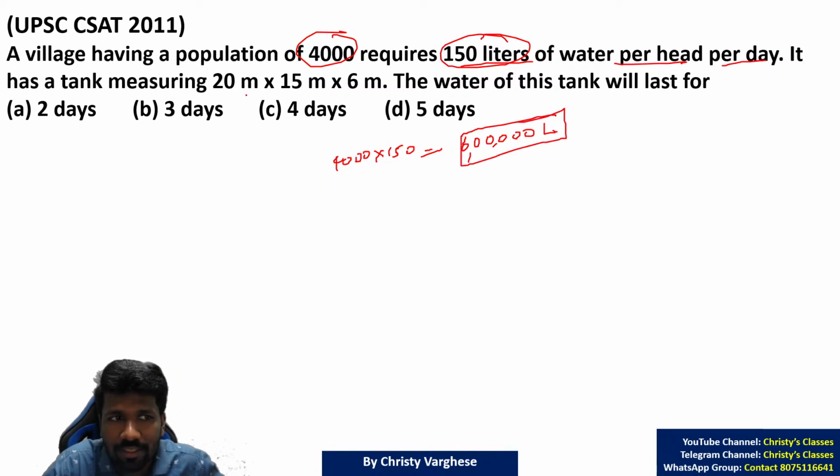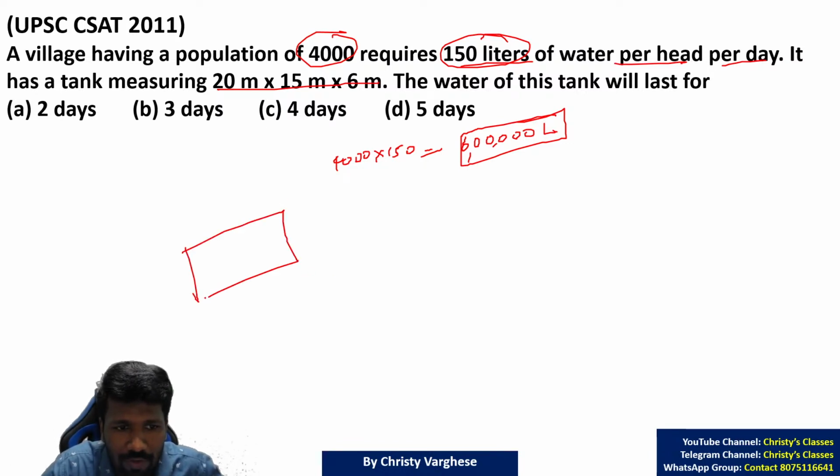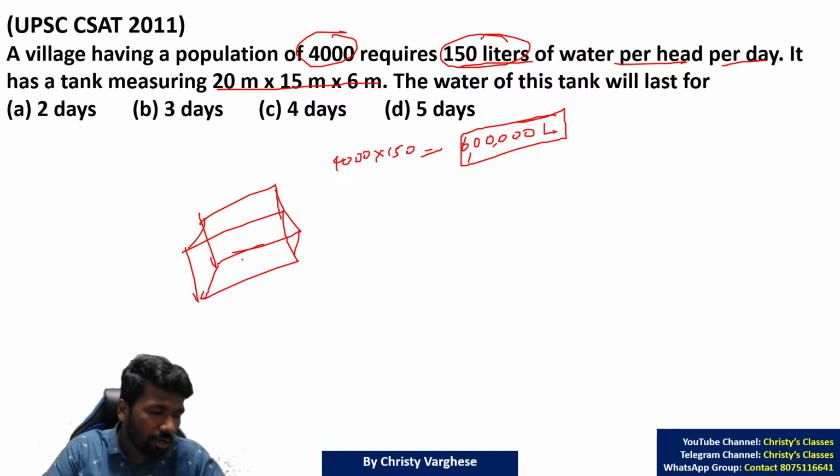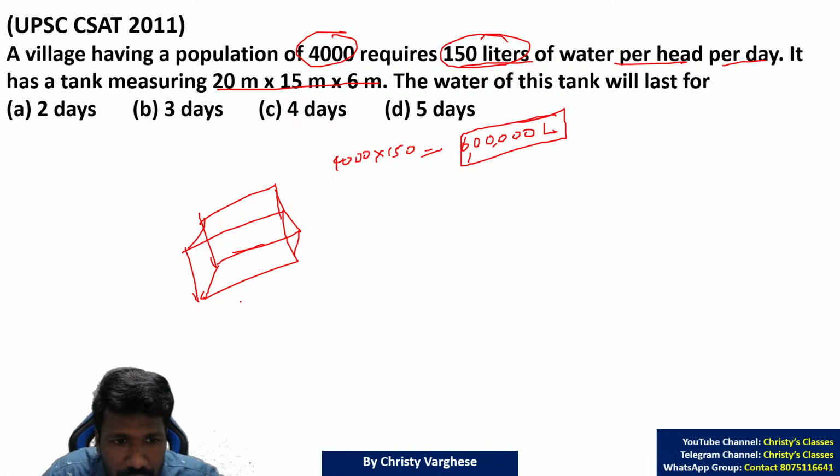So the tank capacity is 20 meter into 15 meter into 6 meter. That means that is a cuboid. In the previous question it was a cube. Here it is a cuboid, or a rectangular prism. Rectangular prism and cuboid mean the same. So 20 into 15 into 6 is in meter. If you want, you can convert into centimeter or keep it in meter.